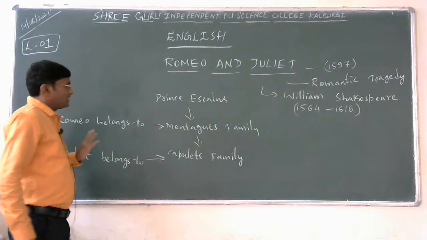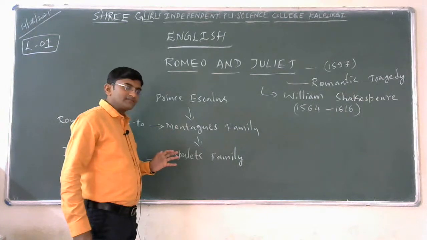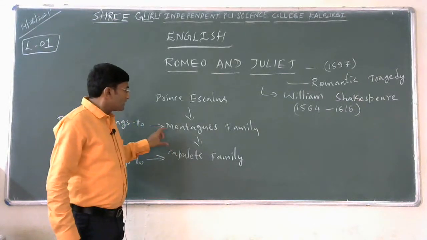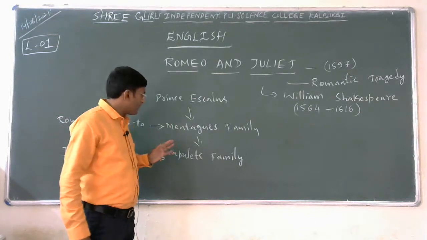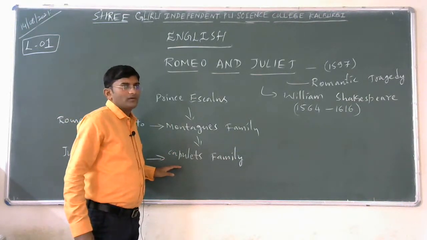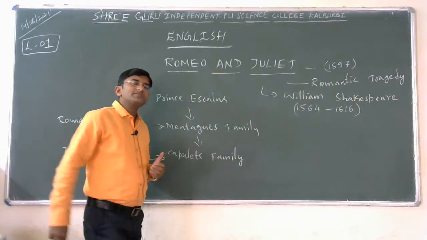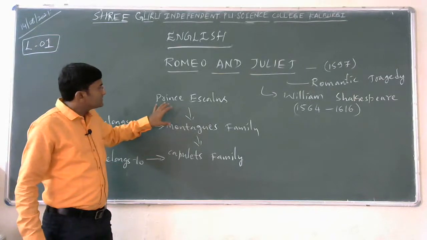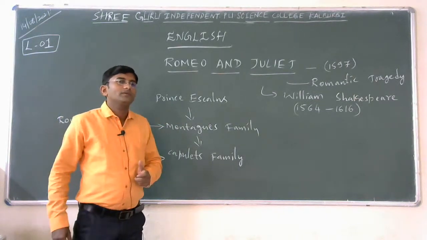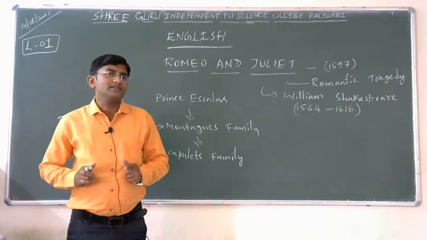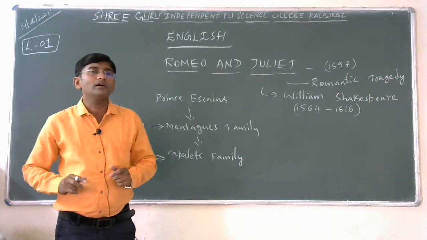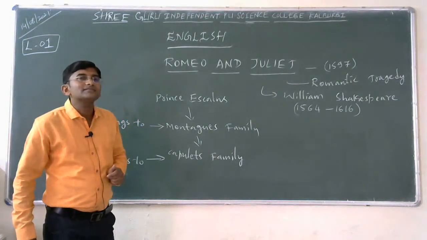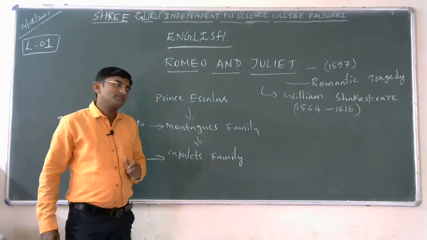My dear students, after the servants fight right at the beginning of the play, obviously those servants were from the Montagues and Capulets families. When the fighting was going on between the servants of these two families, Prince Escalus warned them that if you continue your fighting, you will be banished from the entire Verona city itself. And moreover, you will be given a death sentence. Then they stopped it.